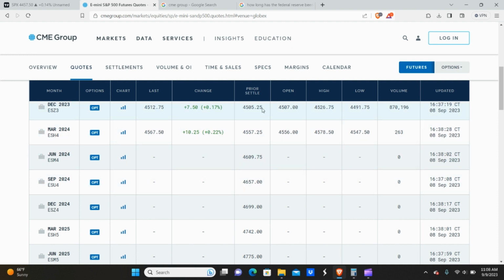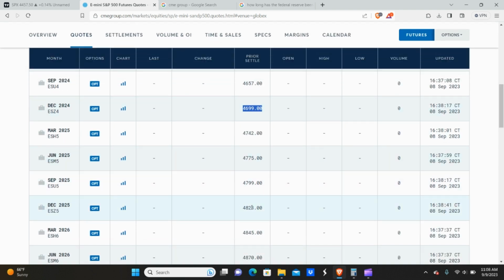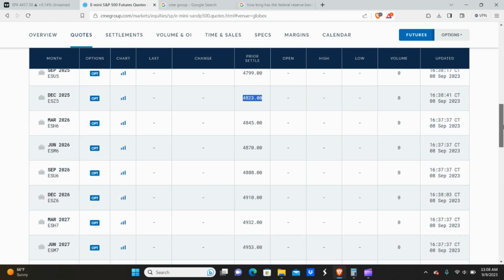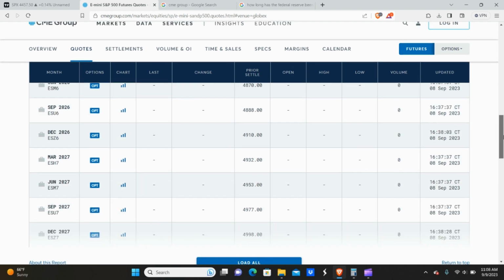So it says in December of 2023, we're basically going to be flat compared to what we are now. You can see 4457 will be slightly up. March of 2024, we'd be at 4557. June, we'd be at 4,600. September, we'd be at 4657. And by the end of next year, we'd be at 4,700. Scrolling down even more, by the end of 2025, we would be back at all-time highs, and we can go even further out here. You guys can see the prices going into the future.